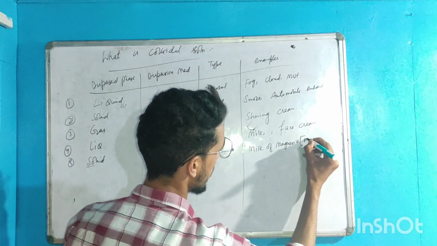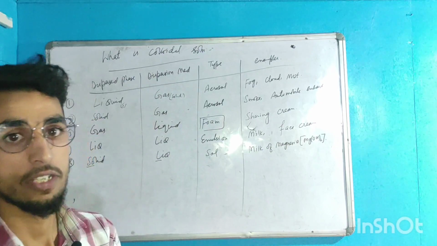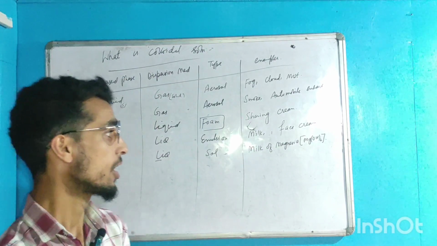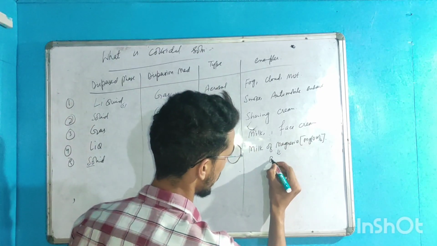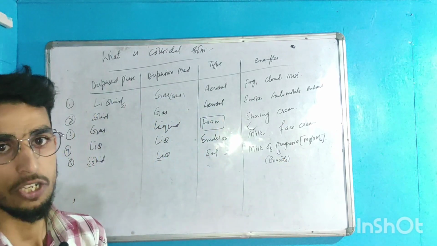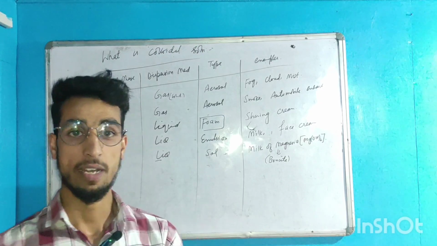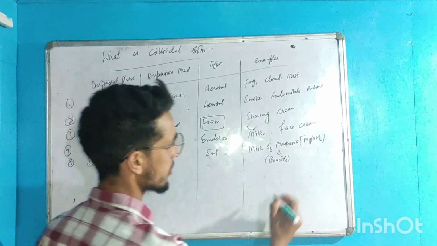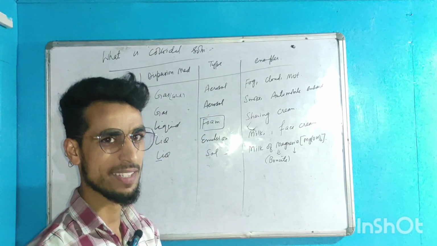Its formula is magnesium hydroxide, Mg(OH)2, and it has a milk-like appearance. Mg(OH)2 is also called brucite. When we go to the medical shop and buy antacids, milk of magnesia is a kind of antacid. It's used to neutralize our stomach when we have an acidity problem.